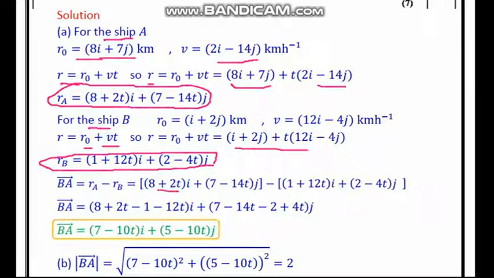8 plus 2t minus (1 plus 12t). So the minus will be distributed, it will be minus 1 minus 12t. Then 7 minus 14t minus the second component, and distributing the negative, it will be negative 2 plus 4t. Then simplify to get BA equals (7 minus 10t)i plus (5 minus 10t)j. I hope you got it. Let's see the next part.